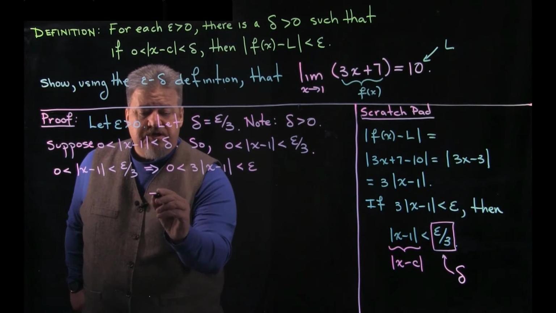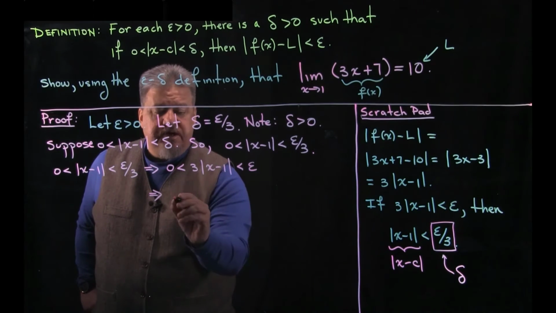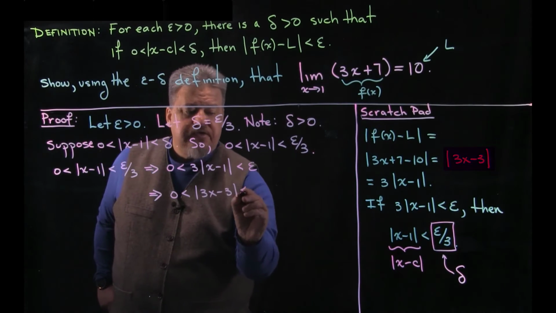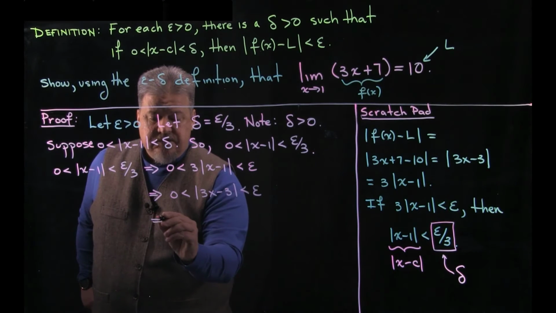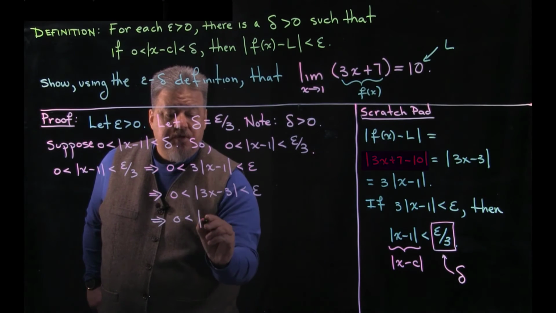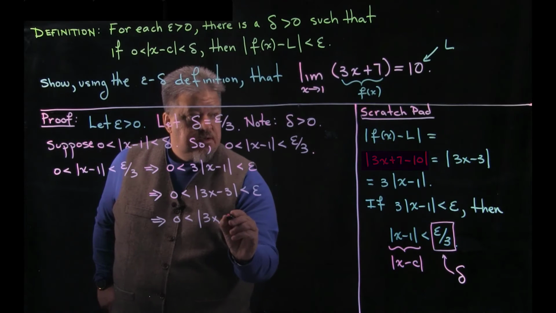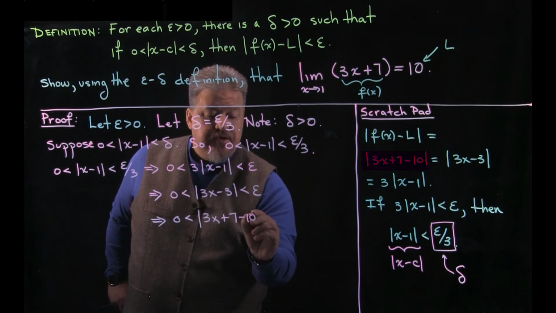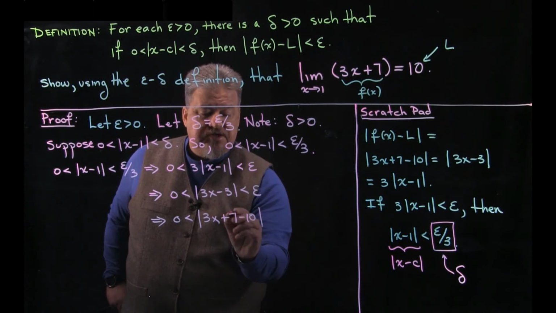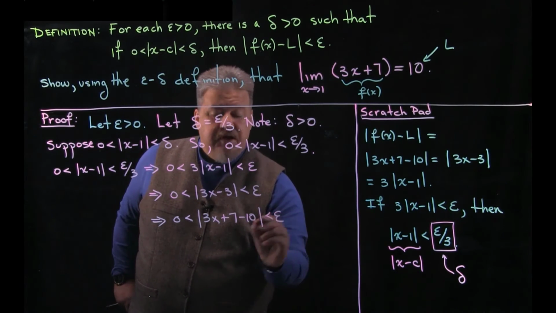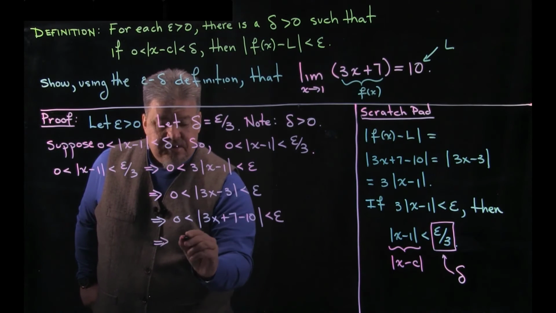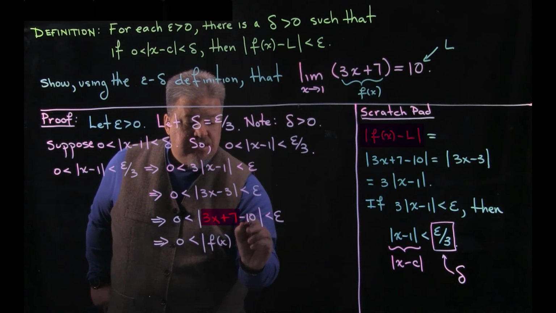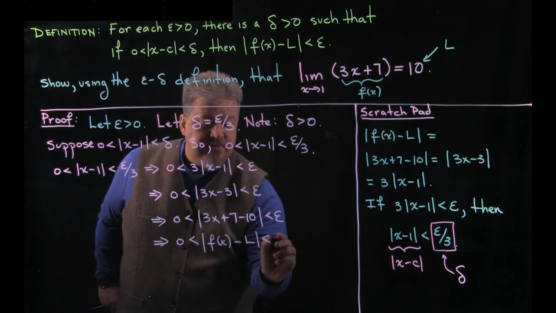Okay. Continuing, let's bring the 3 in. The absolute value of 3x minus 3 is less than epsilon. And two more steps and then we're home. This is equal to 3x plus 7 minus 10, since negative 3 is equal to 7 minus 10. And finally, we realize this is f of x, and the 10 is L, so we've done it.